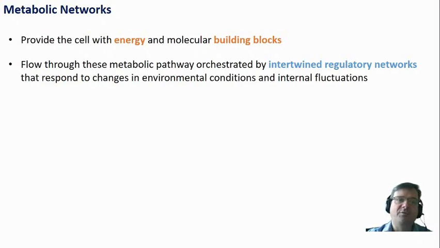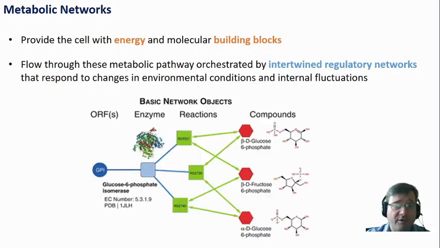Now, flow through these metabolic pathways occurs via a number of different mechanisms, and of course they all talk to each other. So these are intertwined regulatory networks, and they can respond to changes by the cell itself, internal fluctuations, maybe substrate concentrations, the build-up of products, the energy requirements of the cell, but also if any environmental conditions or external pressures are applied on the cell, they're able to respond to that and change metabolism appropriately.